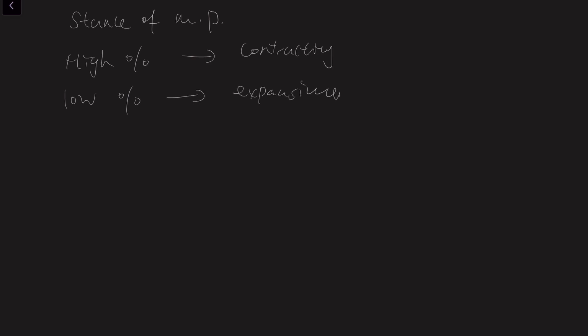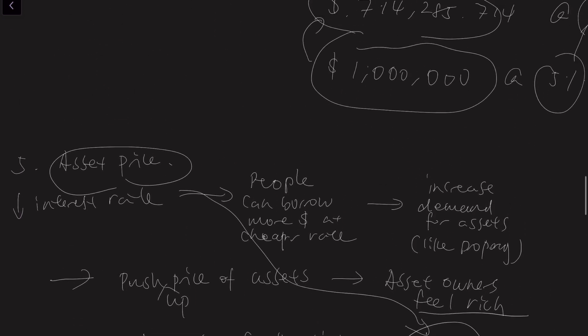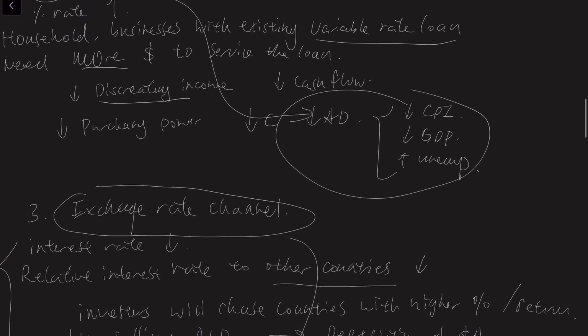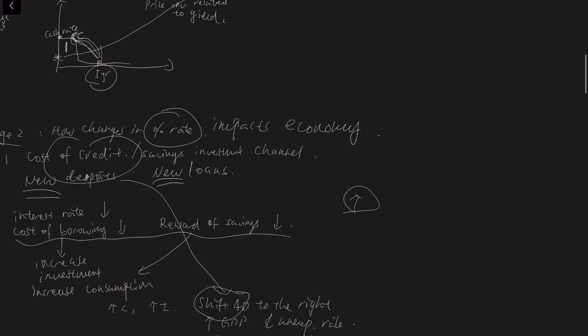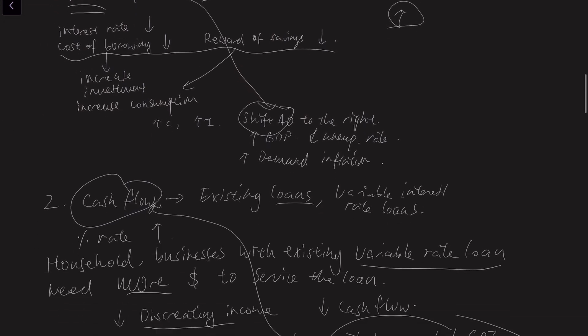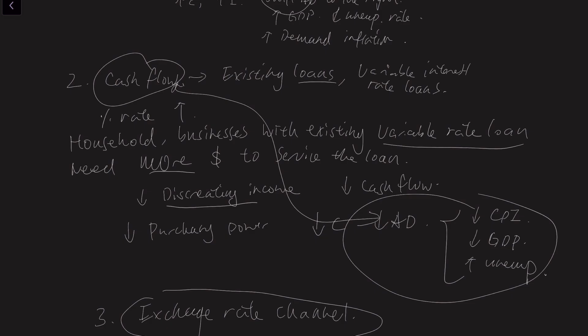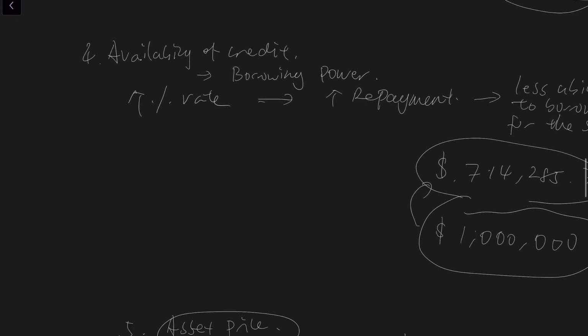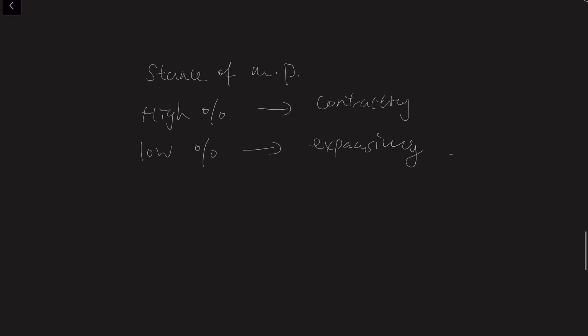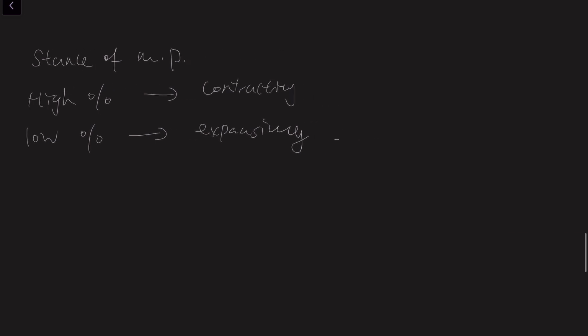Now let's look at the stance of monetary policy. High interest rate, low interest rate. High interest rate is contractionary. Low interest rate is expansionary. Why is this the case? Go back to the transmission mechanism and look through each channel in detail and think how higher or lower rate affects the cash flow channel, the exchange rate channel, the availability of credit, the asset price channel, and you will know why it is contractionary or expansionary.